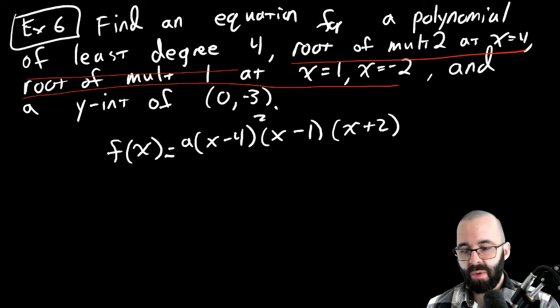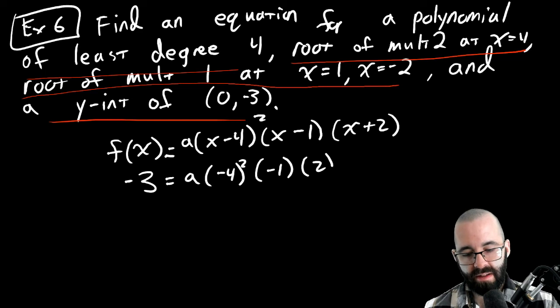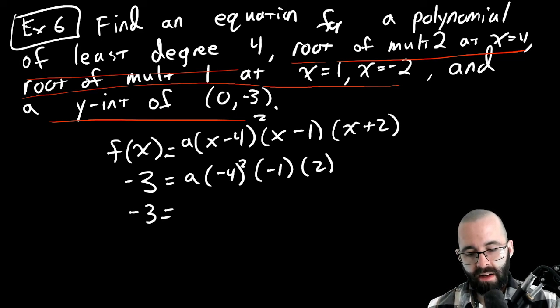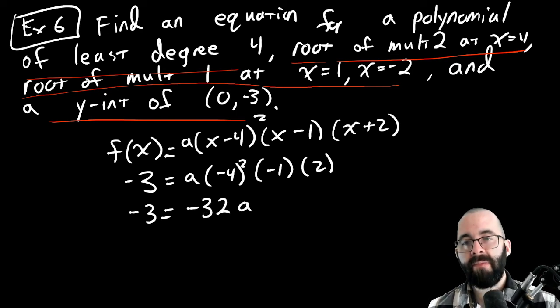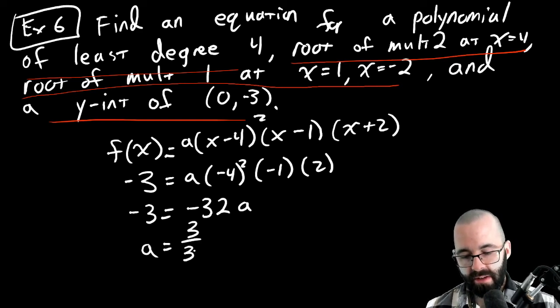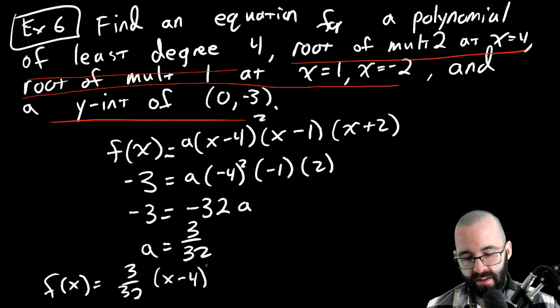All that's left to use is that the y-intercept is negative 3. So when x is 0, y is negative 3. Negative 4 squared times negative 1 times positive 2. Simplify this or use a calculator. That should be 16, 32, negative 32. Divide both sides by negative 32. You should get a is equal to 3 over 32. Our function looks kind of weird. Should hopefully look like this.